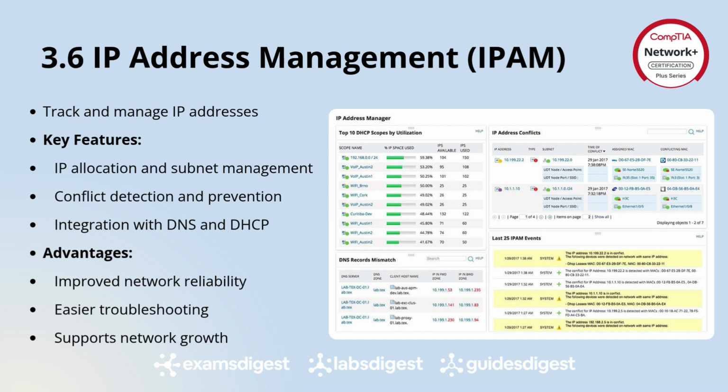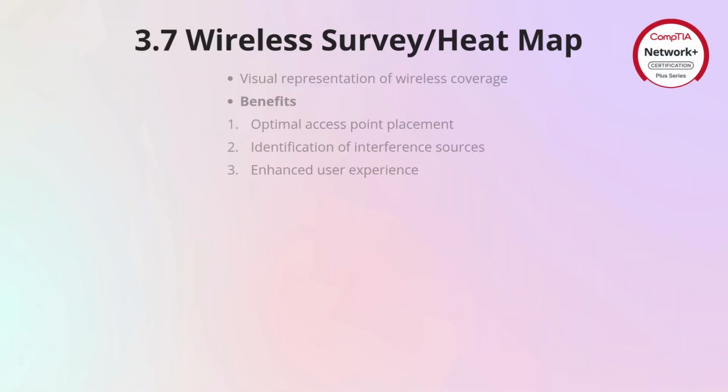IPAM involves tracking and managing the IP addressing scheme within a network. Key functions of IPAM include IP allocation, conflict prevention, avoiding duplicate IP assignments that can cause network disruptions, organizing the network into subnets for efficiency and security, and integration with DNS and DHCP, ensuring seamless operation between IP addresses, domain names, and dynamic host configurations.